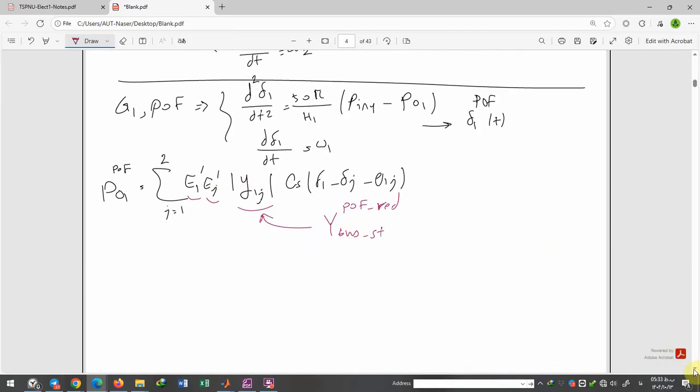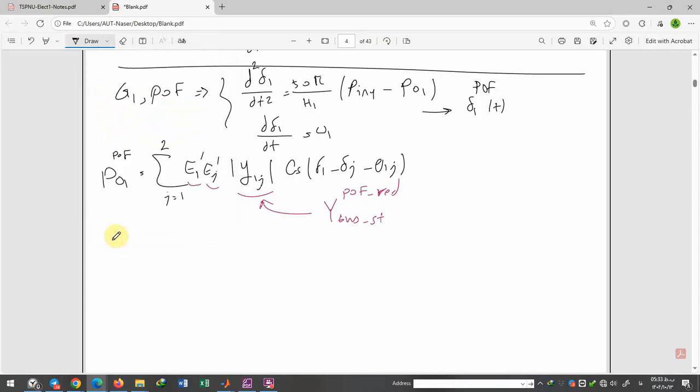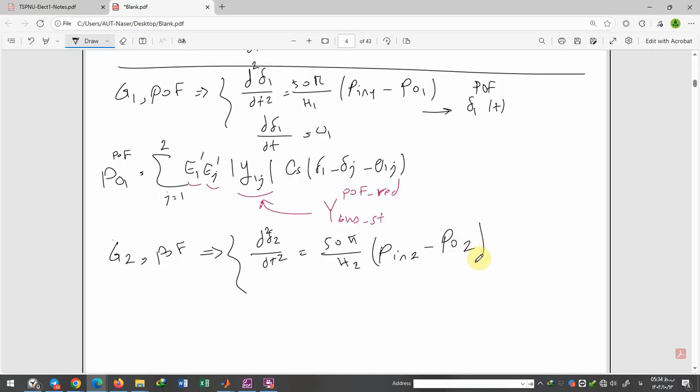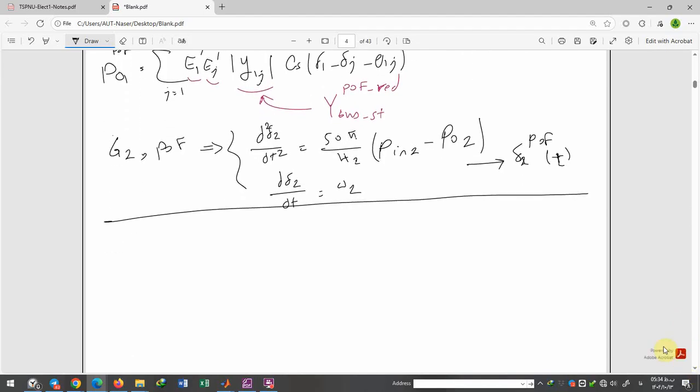Also, the set of differential equations in second order can be written for generator number 2: d²delta 2 over dt² is 50 pi over H2 times P input 2 minus P output 2, and d delta 2 over dt is omega 2, and after solving this set we can get delta 1 and delta 2 post-fault change in time domain, depicted in time domain. So after that we have 6 delta.